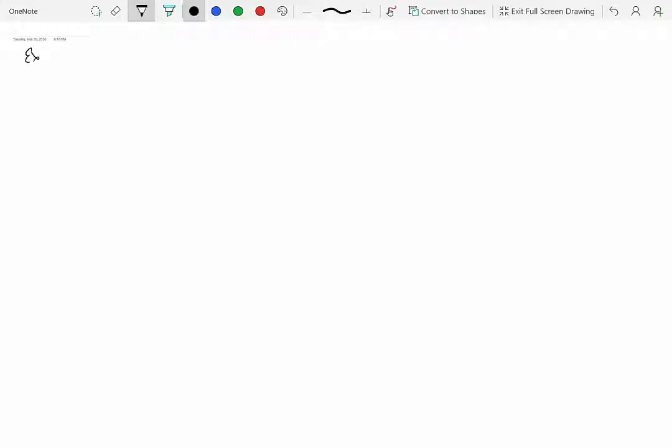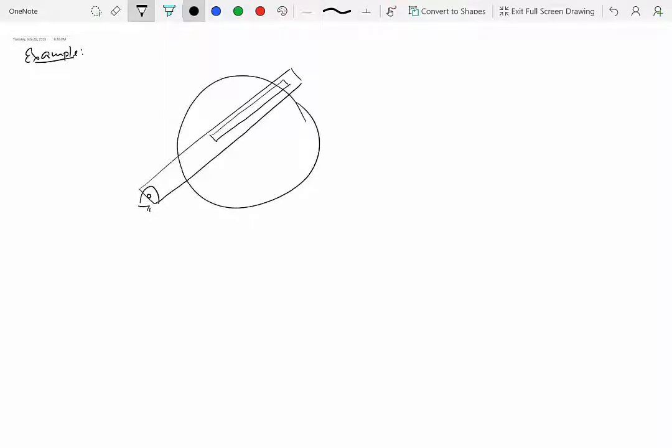Let's do another example. In this example, I have a link and there is a slot cut inside this link. Okay, and I have a disk, which should be a circular one, which is actually allowed to roll because there is a pin on this disk. This pin that you see, P, is rigidly attached to the disk, and the slot is constrained in a way so that this pin P is going to slide inside the slot of this link over here.